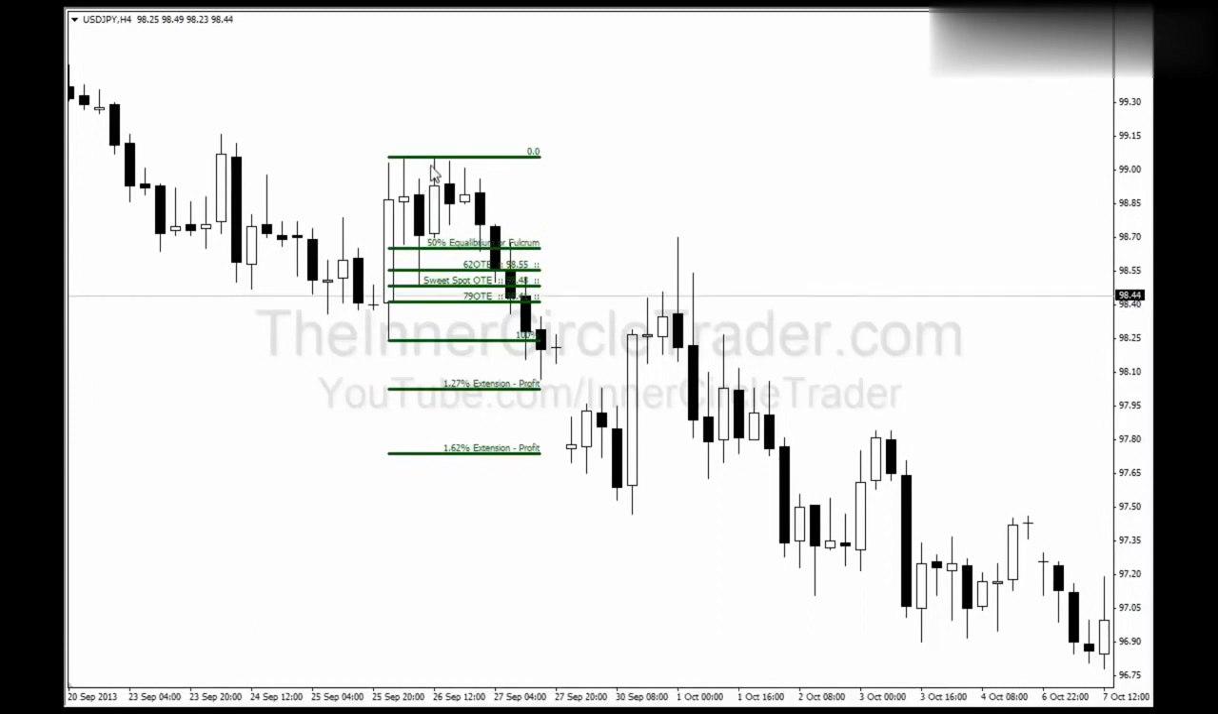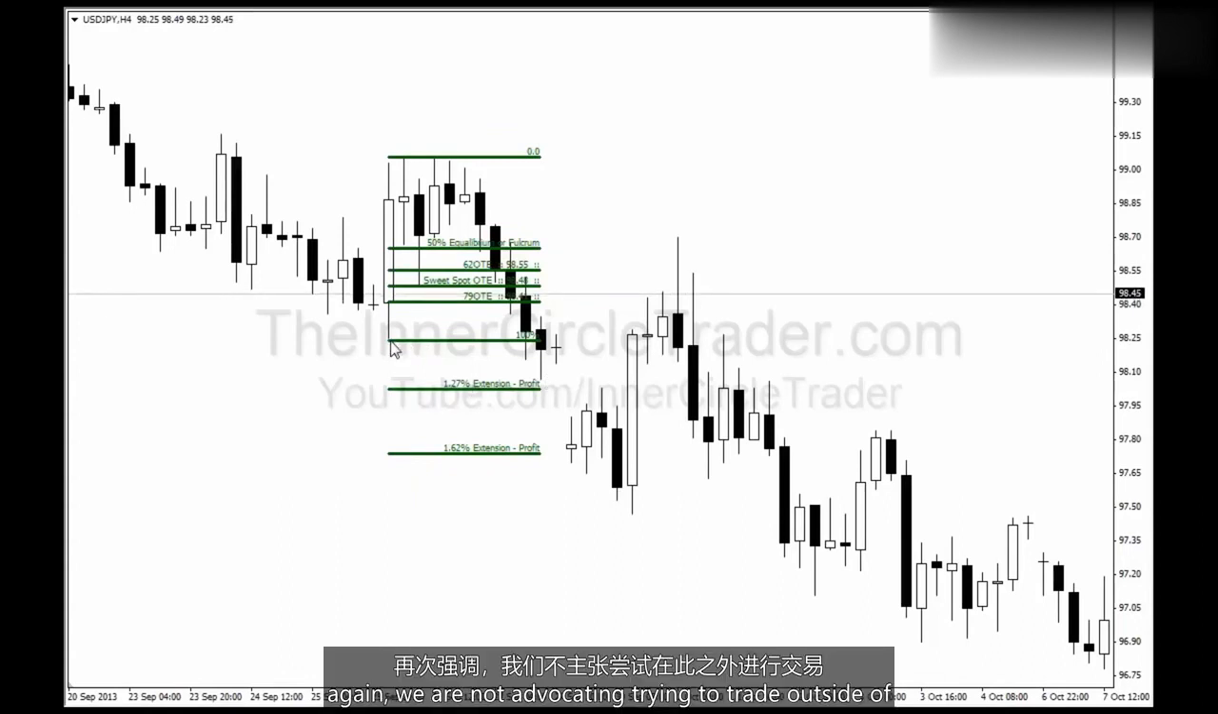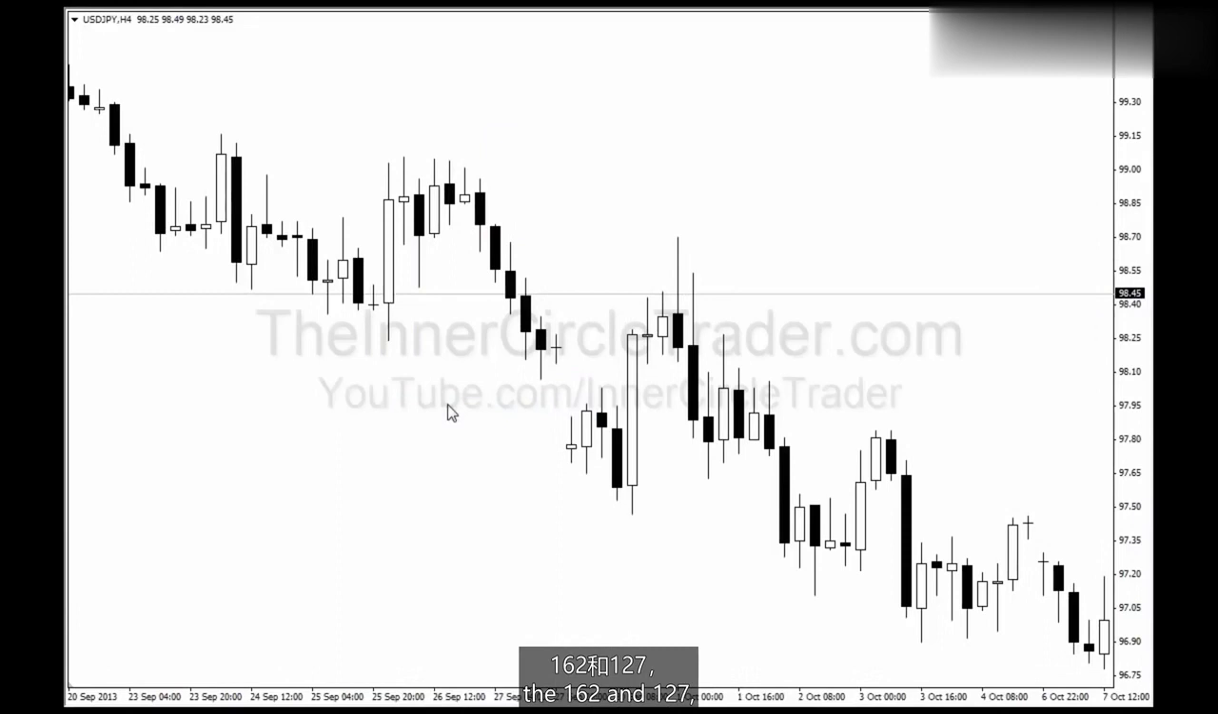We retrace, and then here's your 127, which it gaps through. Then here's your 162 extension. It trades just a little bit beyond that before it bounces again. Again, we are not advocating trying to trade outside of the 162 and 127. Use those as your guidelines. We have a price move lower, or impulse move lower. Then we have a retracement.